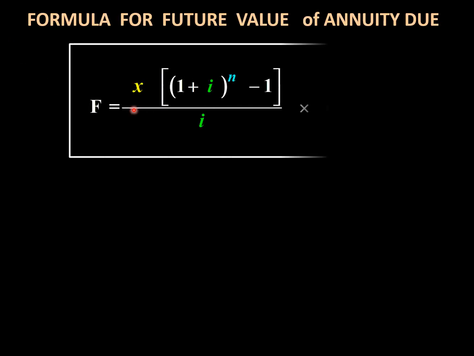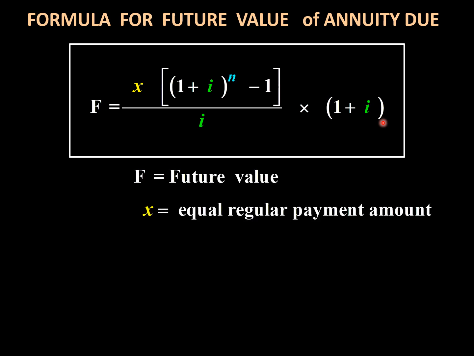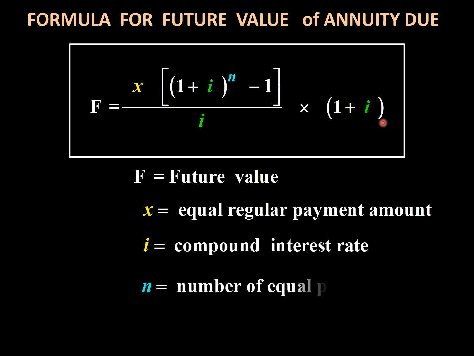Let's just summarize the future value of an annuity due. So we see here, there's the formula. It's the future value, and we just multiply it by 1 plus I. F stands for future value as well. X is my equal regular payments, and I is my compound interest rate, and N is my number of equal payments.